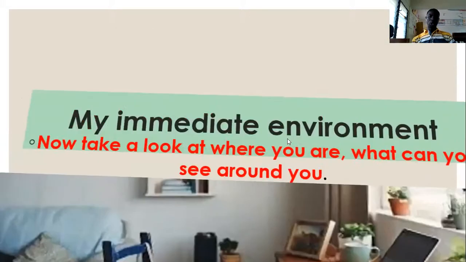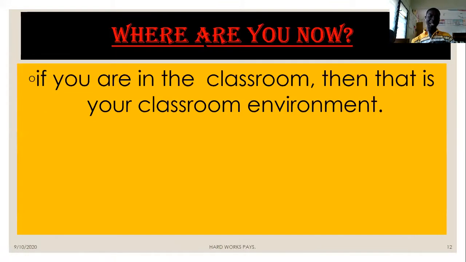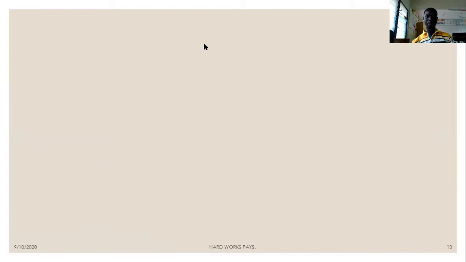Very good. So, learners, let's continue. Now, my question is, where are you? Are you in your bedroom, sitting room? If you are in a classroom, we call it the classroom environment. Are you at home or in your study room? Then it is your study room environment, or your home environment. Everywhere you are now is your immediate environment. Very good.